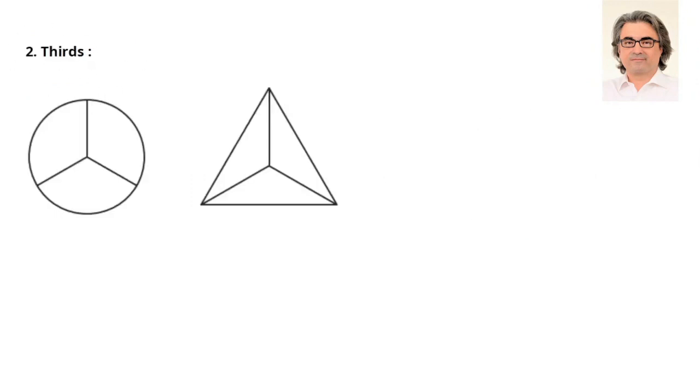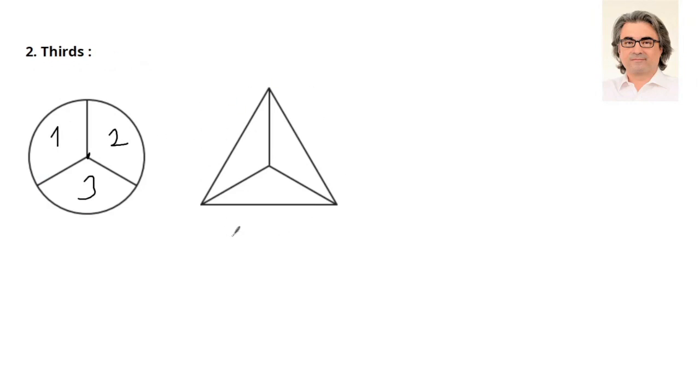Thirds, our next title. Now I have a circle and I divided this circle from its center into three equal parts. Let's denote these three equal parts with 1, 2, and 3. These three parts are equal to each other. And each part is 1/3 of the whole figure or circle. These three equal parts are called thirds.